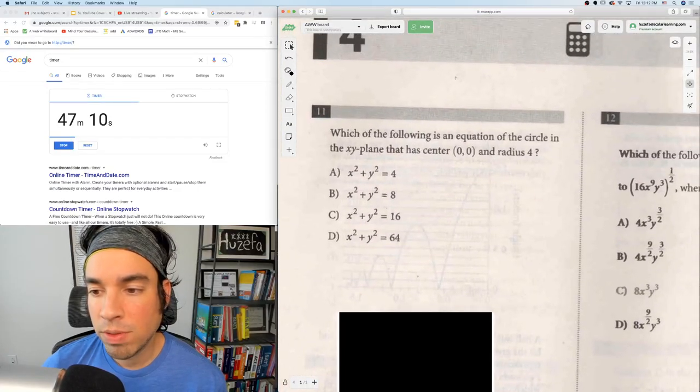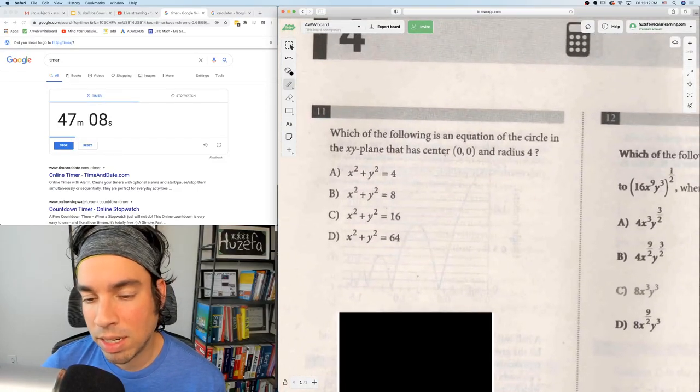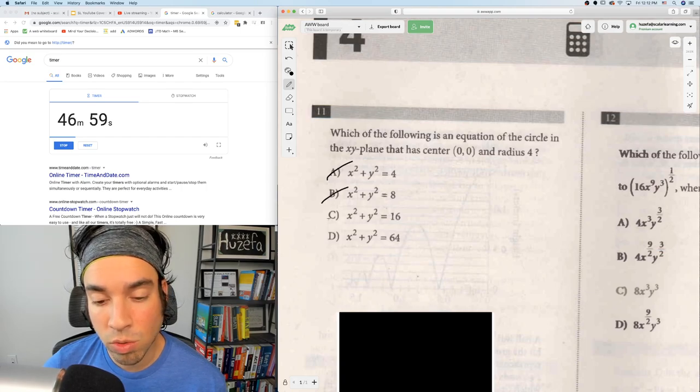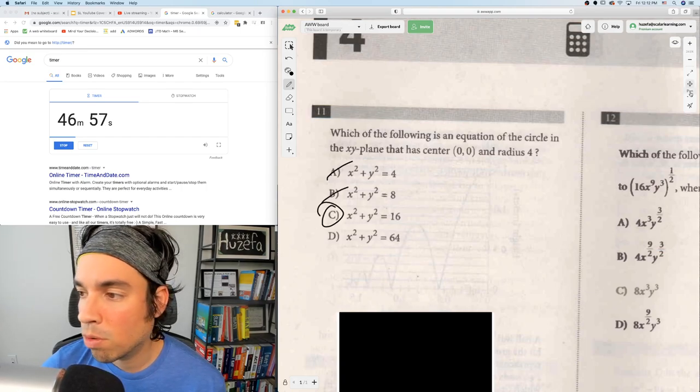Okay, 11. Which of the following is an equation of the circle in the XY plane that has center 0, 0 and radius 4? This is 0, 0. This is a radius of 2. This is a radius of square root of 8 because this is the radius squared. So it's that one, radius of 4. Boom, done.